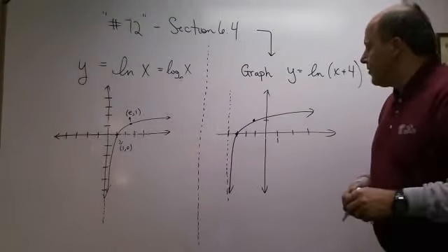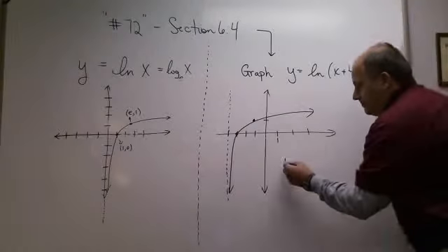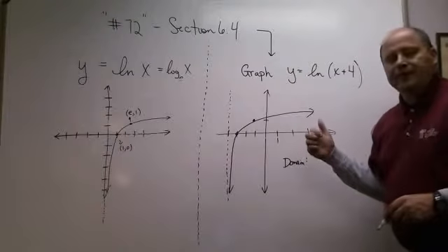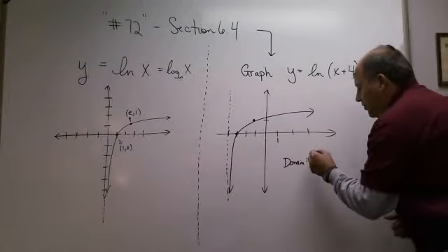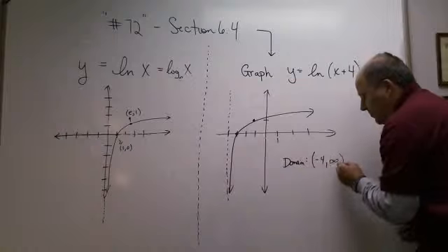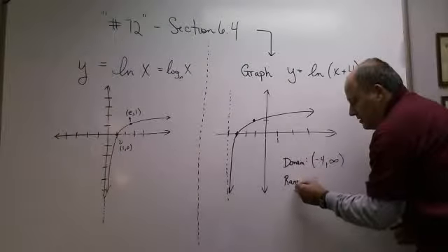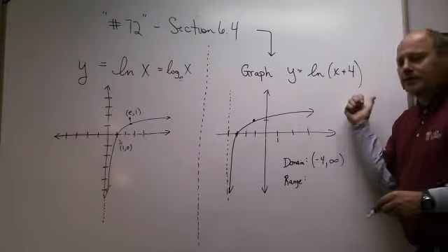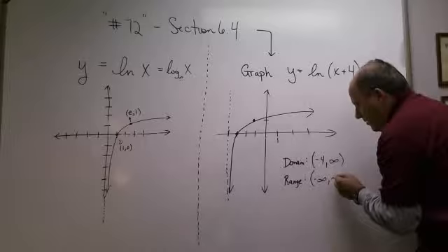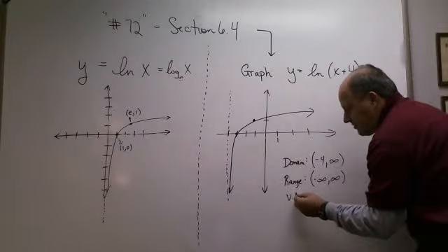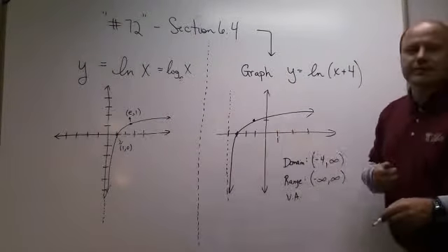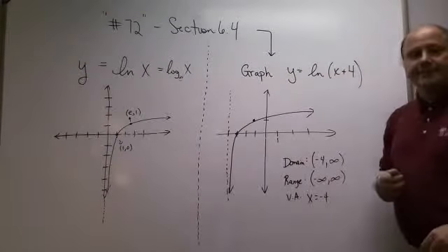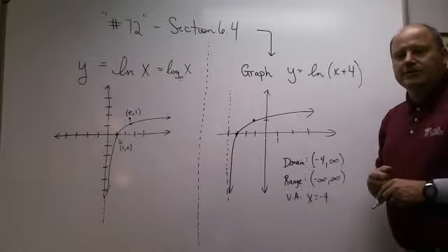So lastly, what we're going to do is talk about the domain. The domain of this is everything bigger than negative 4. So it's to the right of negative 4. So the domain is (-4, infinity). The range, there's no limit. The range continually goes down and continually goes up. So the range is negative infinity to infinity. And lastly, I think they asked for the vertical asymptote, and the vertical asymptote is x equals negative 4. And that's it.